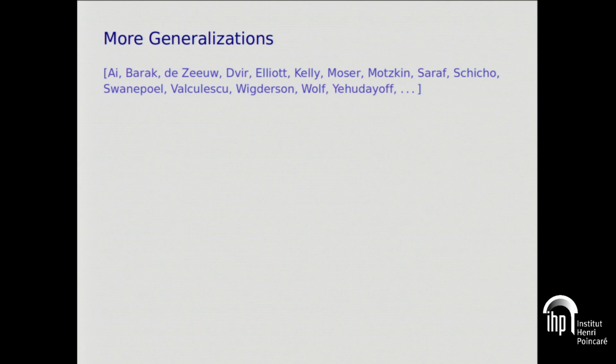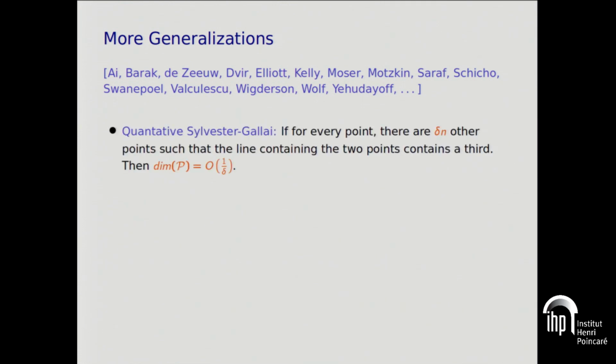Right. So a lot of people spend a lot of time trying to generalize these and look at things. So here's some of the generalizations that I think are interesting. For example, here's something called the quantitative Sylvester-Gallai. Before, for Sylvester-Gallai, I had the restriction saying every line should be 3-edged. Now we can say, suppose that for every point, most of the other points lie on 3-edged lines. More formally, if I fix a point, there's delta n other points that lie on 3-edged lines. And now what can we say about the point set?